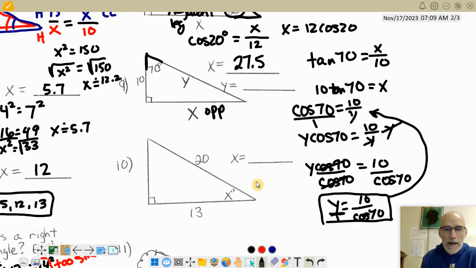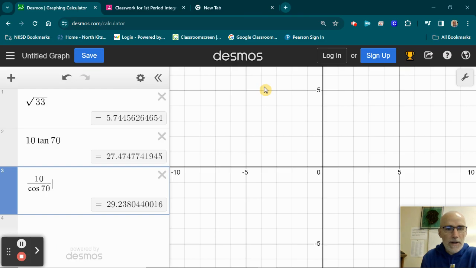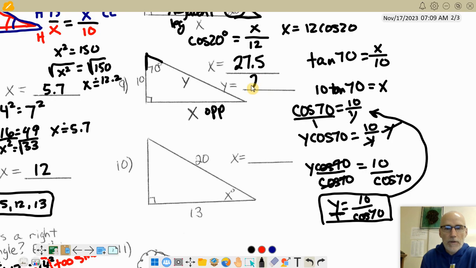So practice that on your Desmos. What did I just say? 29.2. So 29.2 for that one.